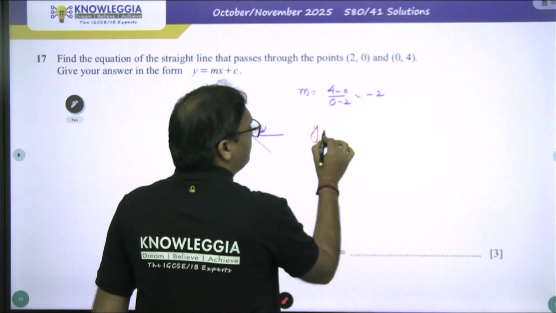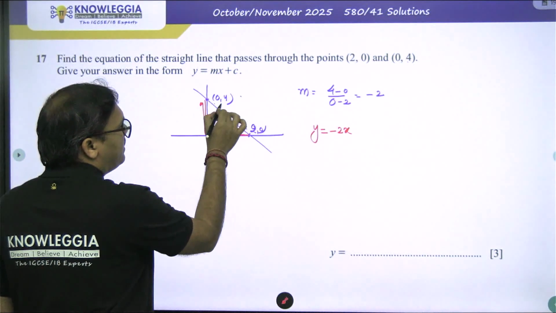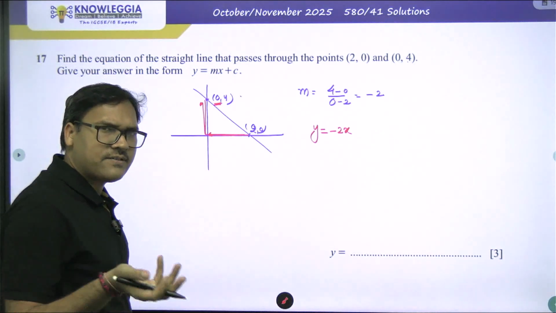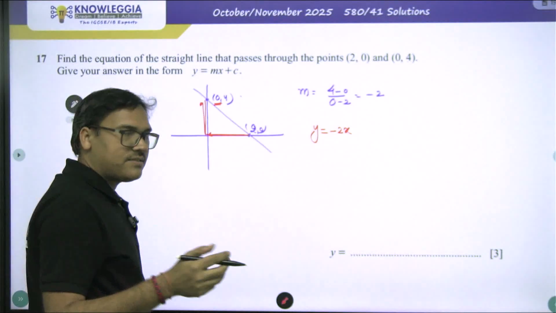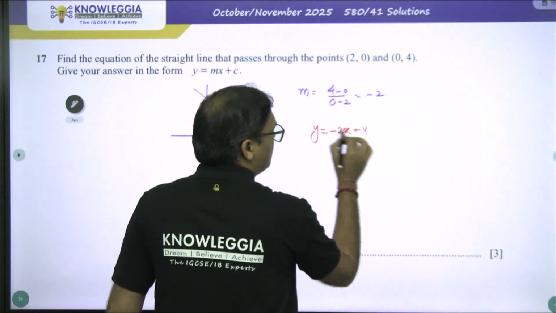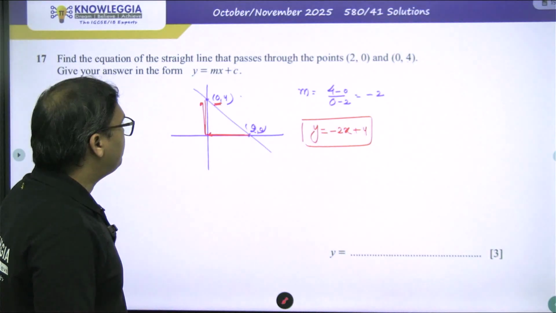So what is the equation? This is y equal to mx plus c. Now what is the y-intercept? The y-intercept is the point where this is intersecting the y-axis. So this is plus 4. That is the answer for this question: y equal to minus 2x plus 4.